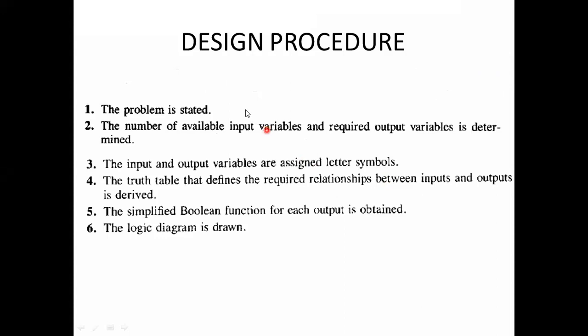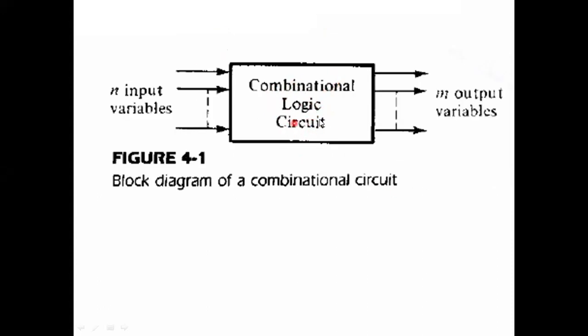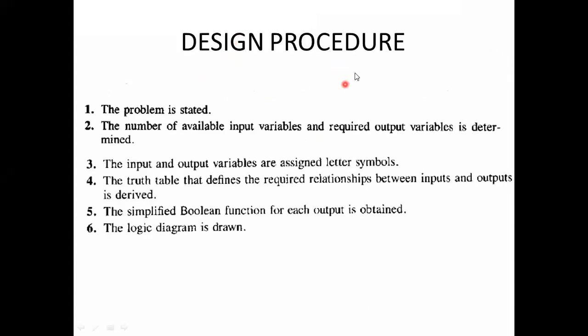Now in this class, what is the design procedure for the combinational circuit? Here this is the combinational logic circuit. How to design this? By using the logic gates. So here the design procedure: what are the steps we follow for designing a combinational circuit? First the problem is stated. That means first we understand what the problem is. This is the first step.